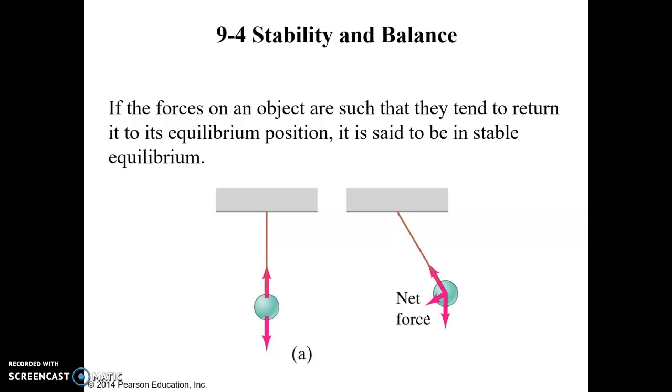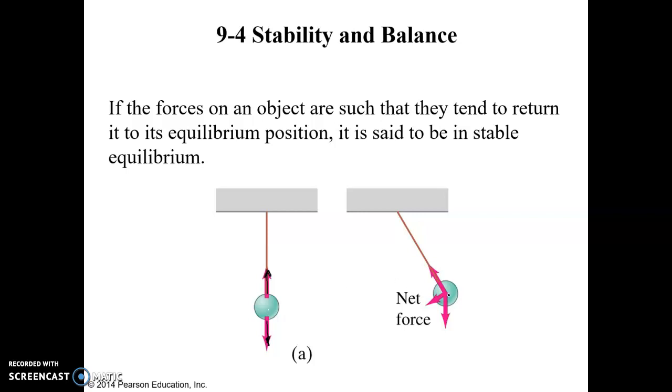Okay, so a little bit here on stability, just the concept of stability. Here, with this ball hanging from a string, gravity is pulling it straight down. The string is pulling it back up. It is in a state of equilibrium, and it can be said to be stable. This is the equilibrium position here.